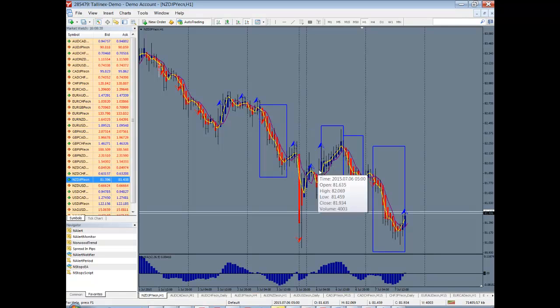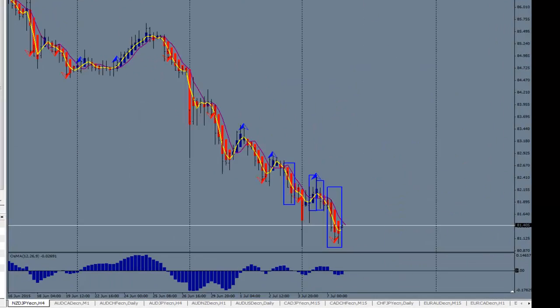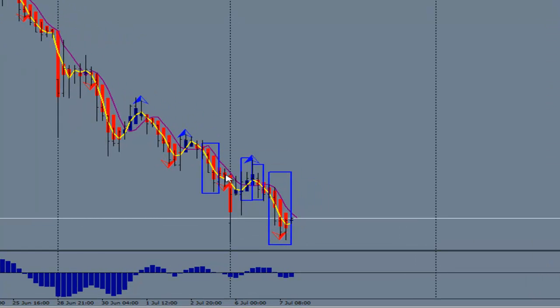Down signal, potentially up signal, down signal, down signal. See, the 1 hour confirms what that 30-minute is sharing with us. Let's look at the 4 hour time frame. It's a down signal and a little bit of an up signal, but then a bigger down signal.